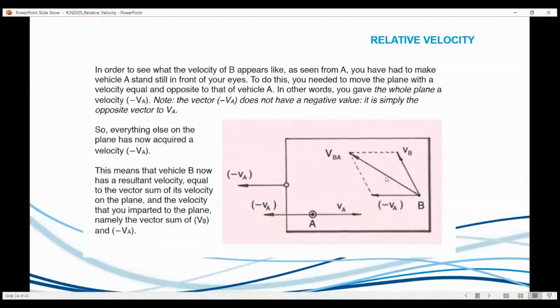Then what we see is how B is moving with respect to A. That's a very important concept which we'll be using throughout this analysis. They're saying that this means B now has a resultant velocity equal to the vector sum of its velocity on the plane and the velocity imparted on the plane, the vector sum of negative A.